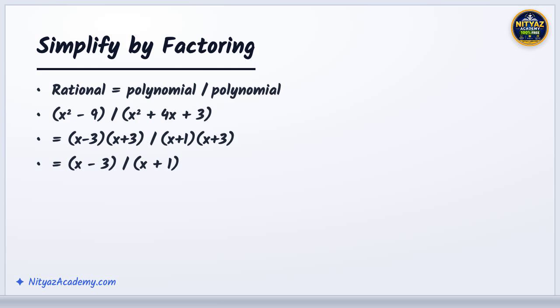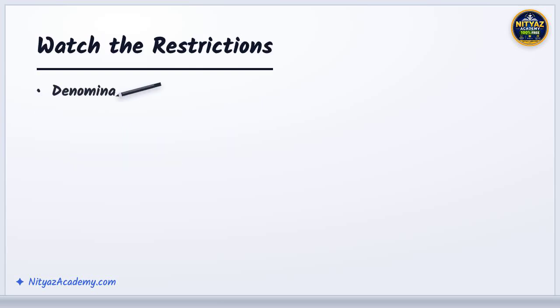Here x squared minus 9 factors into x minus 3 times x plus 3, and the bottom into x plus 1 times x plus 3. The x plus 3 cancels, leaving x minus 3 over x plus 1. Factor first, always. Here's the trap students fall into.